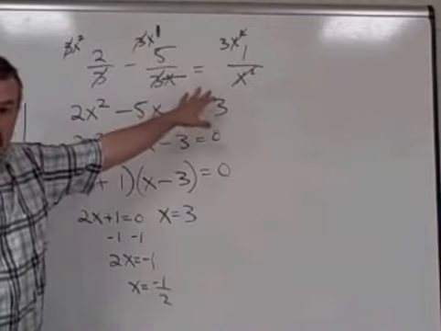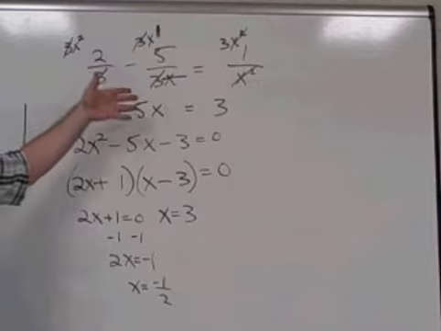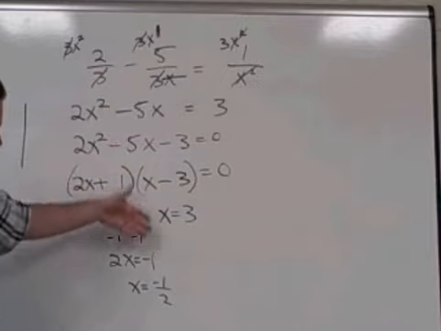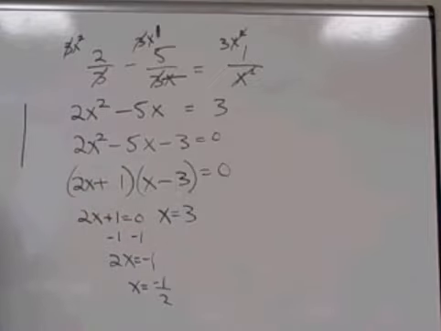What was our restriction here? Well, the value of x that would make one of those denominators become 0 would have to be 0 itself. Neither of our solutions are the restriction. We can accept those solutions as being correct.